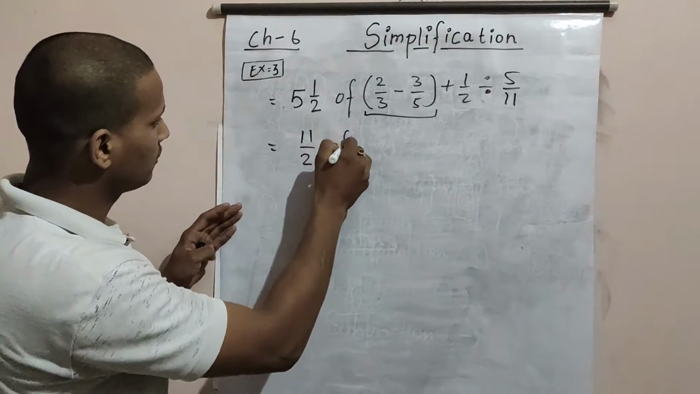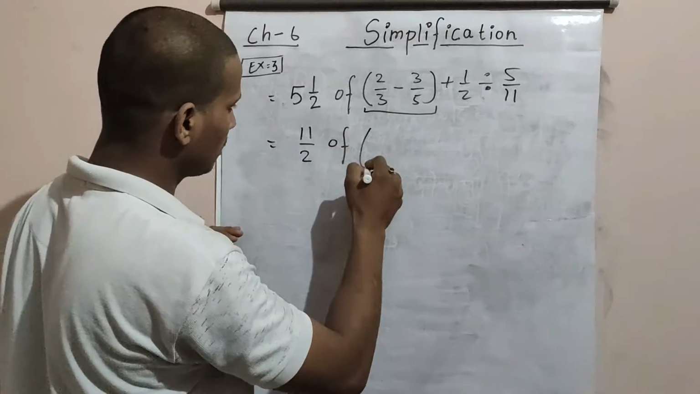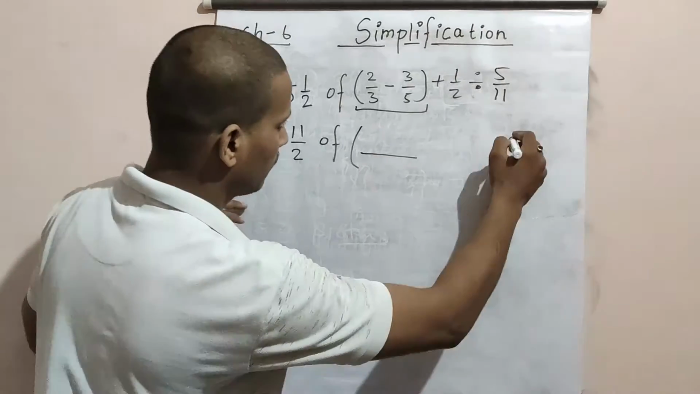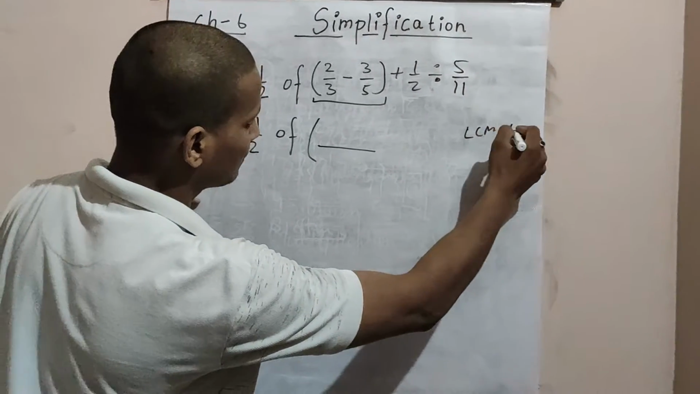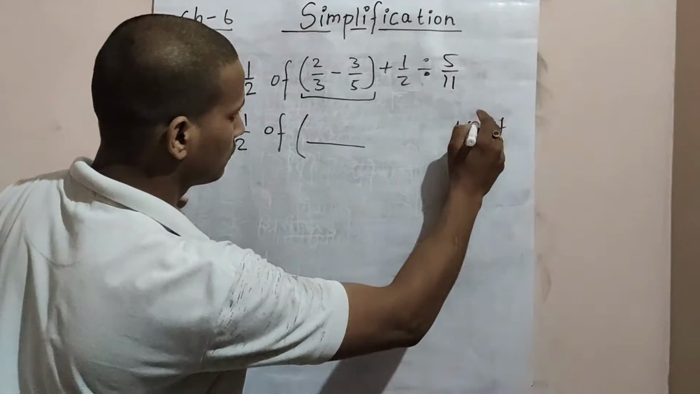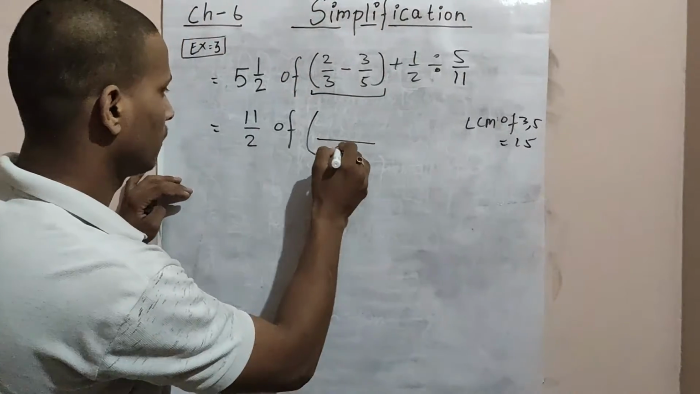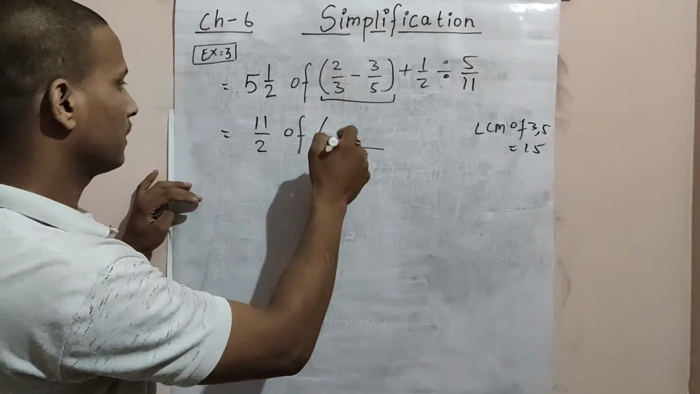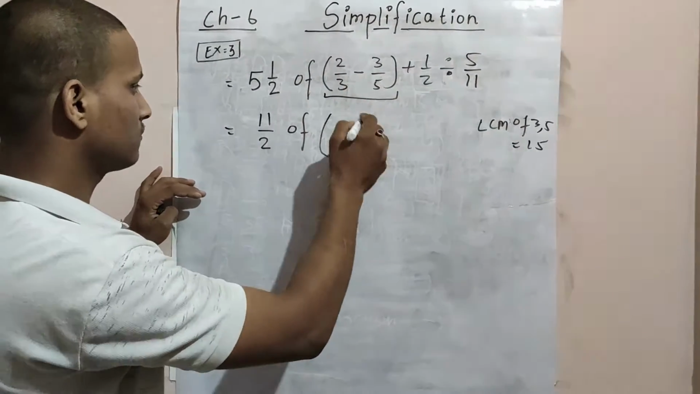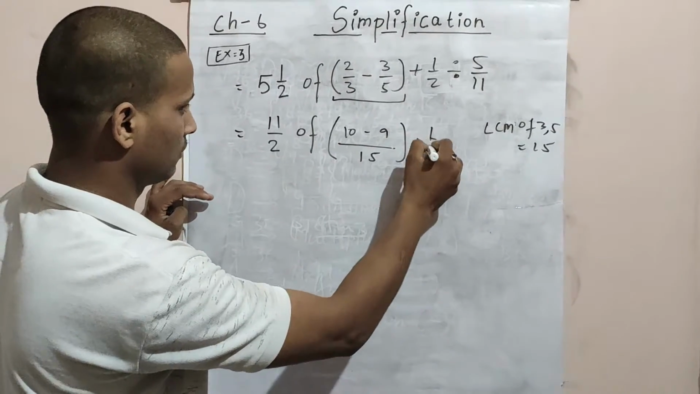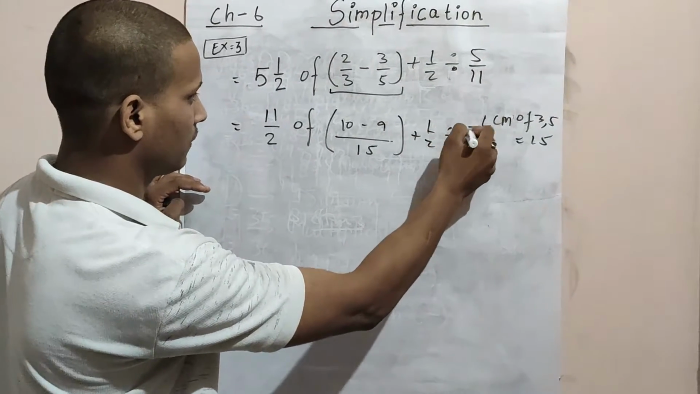We have changed here. Of as it is, then come into the brackets, 5 over 3 and 5. LCM of 3 and 5 is 15. So 15 is our LCM. 3 5s are 15, 5 2s are 10, 5 3s are 15, 3 3s are 9. Okay, 1 by 2, 5 by 11.